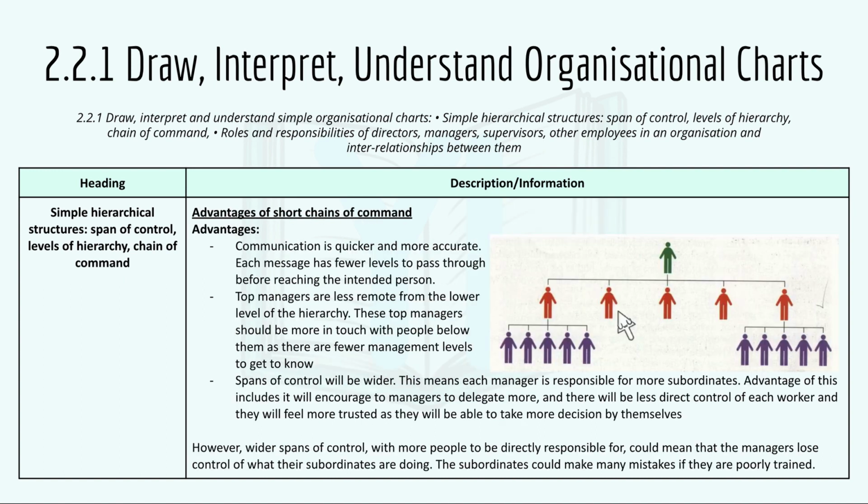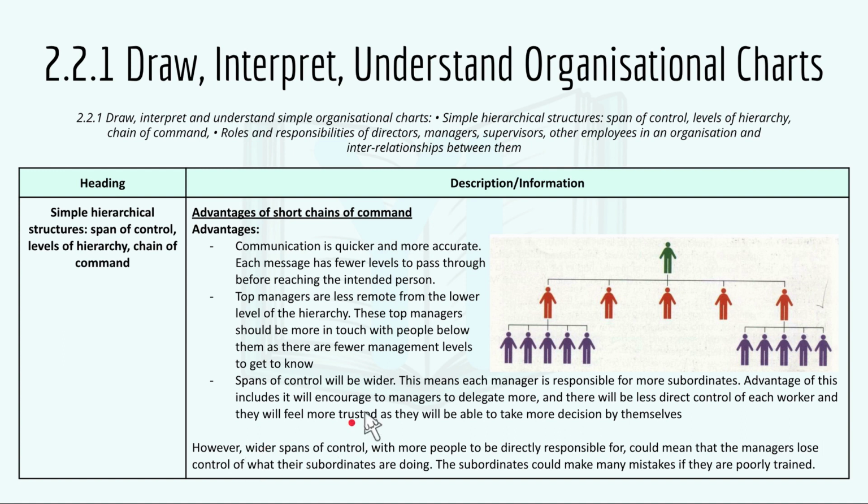Then we have the advantages of short chains of command. Advantages include that communication is quicker and more accurate, and each message has fewer levels to pass through before reaching the intended person. Number 2, the top managers are less remote from the lower levels of the hierarchy. And number 3, the span of control will be wider. This means each manager is responsible for more subordinates. An advantage of this is that it will encourage managers to delegate more, and there will be less direct control of each worker, and they will feel more trusted as they will be able to take more decisions themselves.